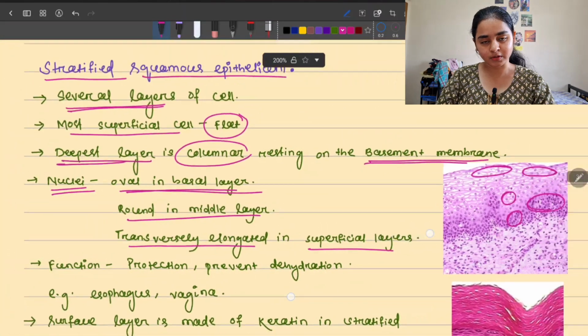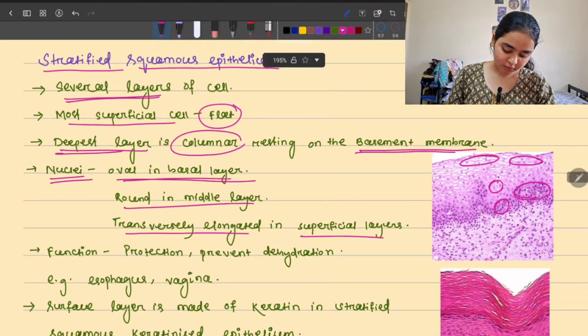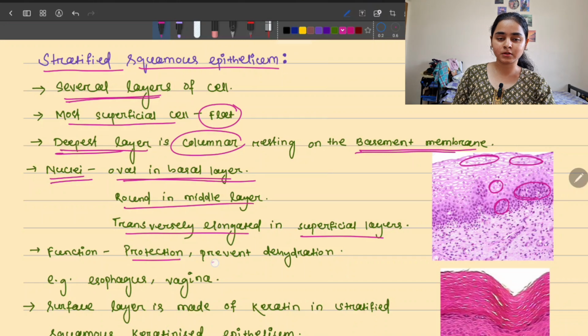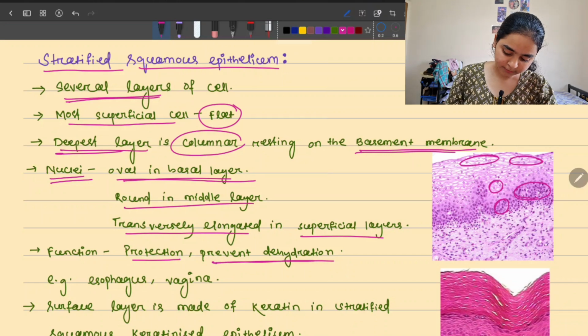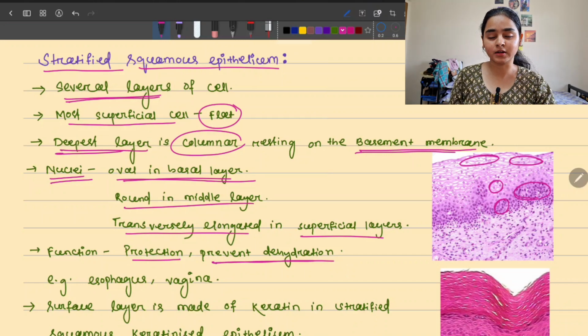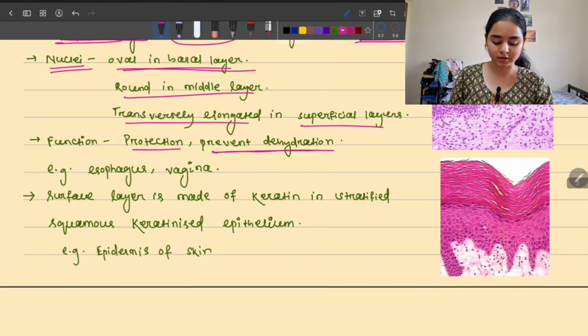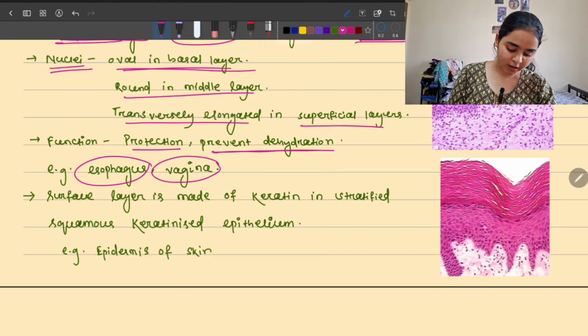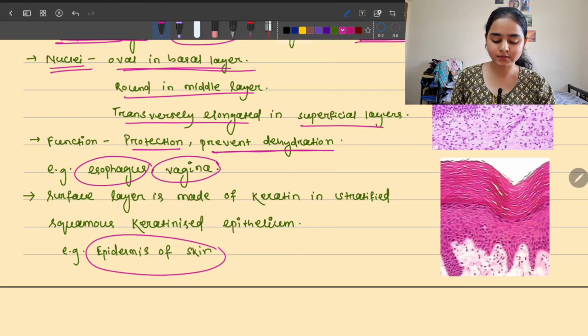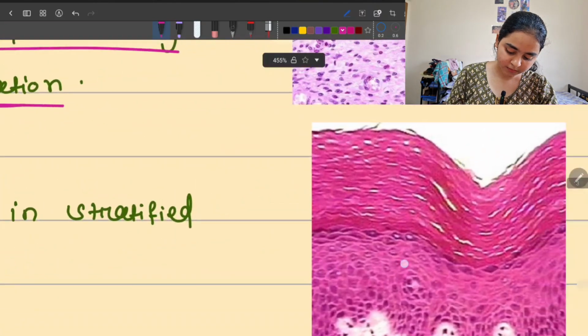in the superficial layer. So what is the function of the stratified squamous epithelium? It is protection and prevent dehydration. As it is multilayered, it provides us the protection. So where can you find the stratified squamous epithelium? The non-keratinized one found in the esophagus and vagina, and the keratinized one is found in the epidermis of the skin. So in the keratinized epithelium, the surface layer is made up of keratin.